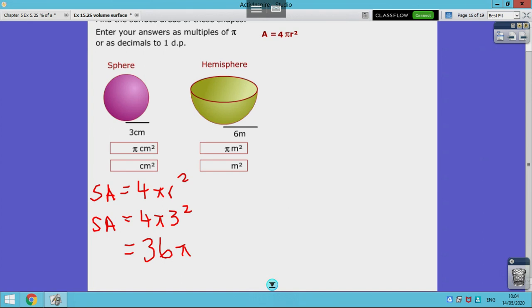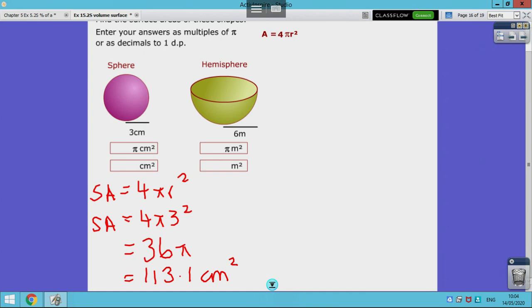And then if we press SD, it would be 113.1. We had that same answer before, didn't we, actually? Centimetres squared. She's correct this time. Good. Okay, and then the hemisphere.